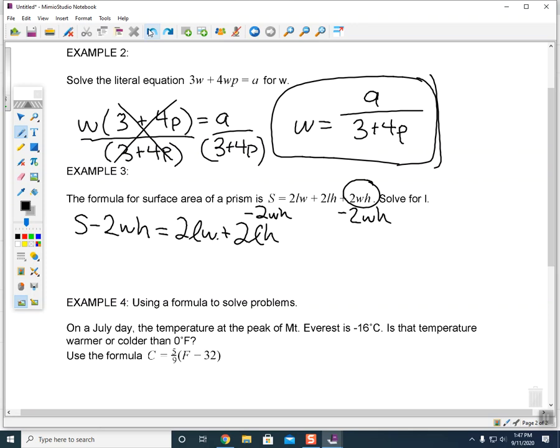What is common between these two? L, right? And that's what I want. So I'm going to pull an L out. And I've got S minus 2WH still on this side. I'm going to pull out my L. What is left then inside of my parentheses when I pull an L out? The 2W plus 2H.